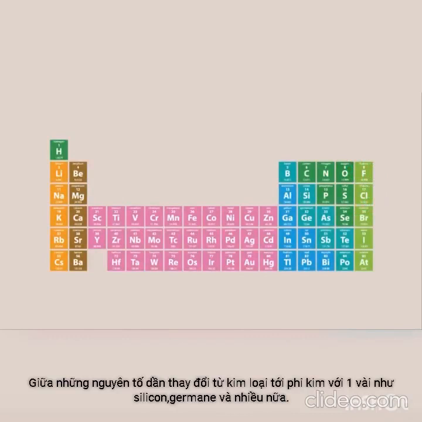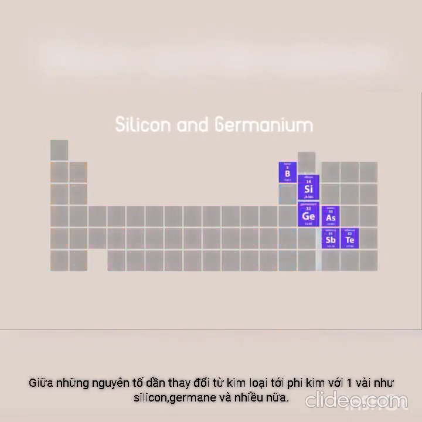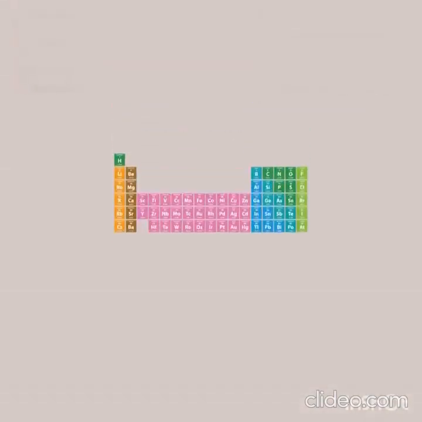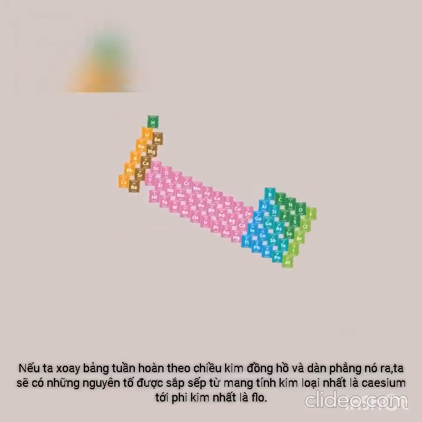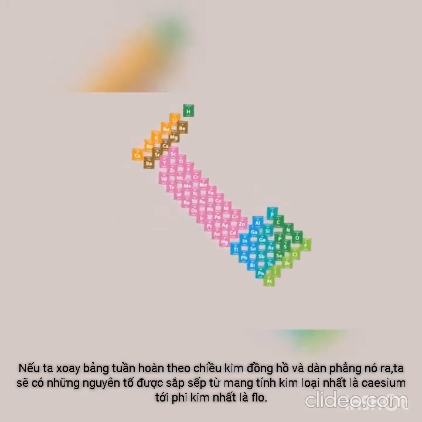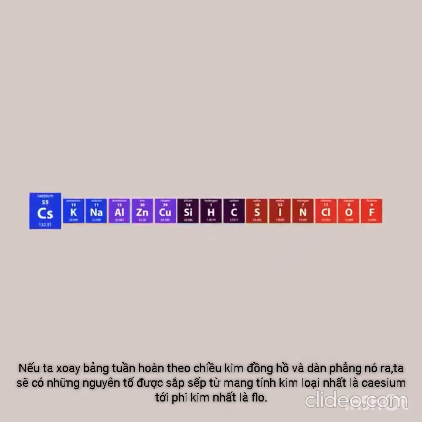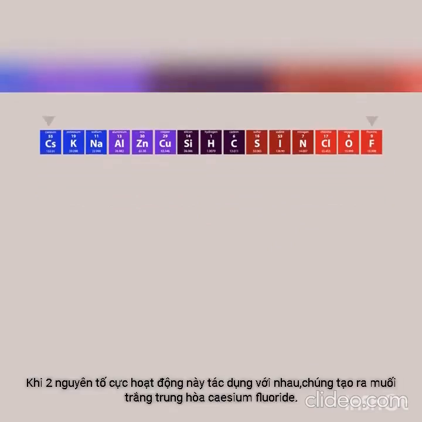In between, the elements gradually change from being metallic to non-metallic, with some like silicon and germanium being neither one nor the other. If we trace the periodic table clockwise and then switch each row, we pretty much have the elements arranged from the most metallic, cesium, to the most non-metallic, fluorine. When these two extreme elements react, they form the stable white salt cesium fluoride.